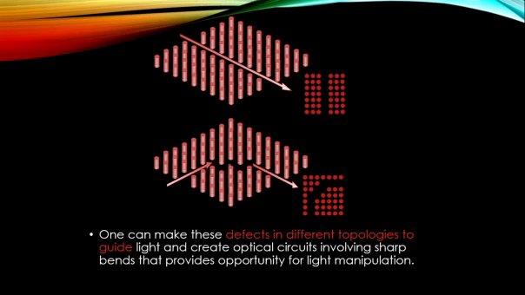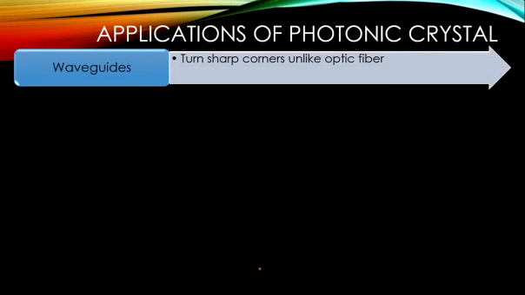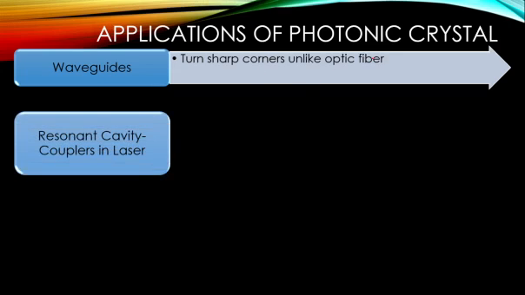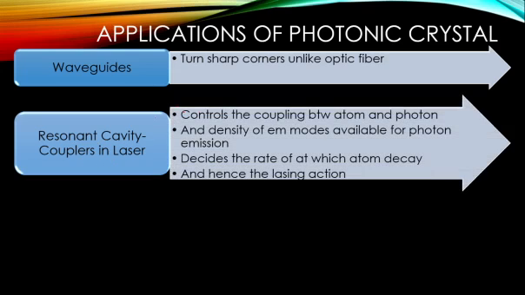Here you can see one can make these defects in different topologies. Whatever waveguide nature you require, you can make it that way and guide the light. So the application of photonic crystals are waveguides, which will enable sharp bending around corners, unlike the optical fiber. And another application is that a resonant cavity can act as a coupler in lasers, which means it can control the coupling between the atom and the photon.